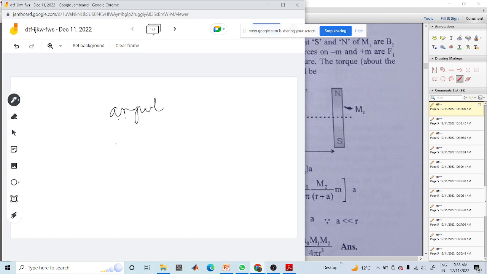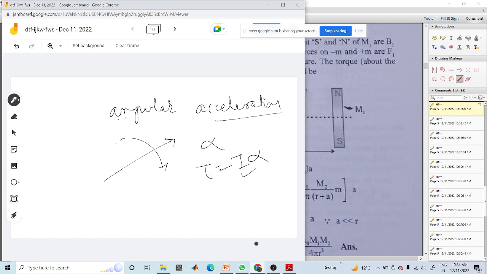Alpha is angular acceleration. Yes, alpha is angular acceleration. Suppose it is a rod and it is rotating in this way, right? So it is rotating or accelerating with angle, right? So that is alpha. So we know torque is equal to I alpha, and I is the moment of inertia.